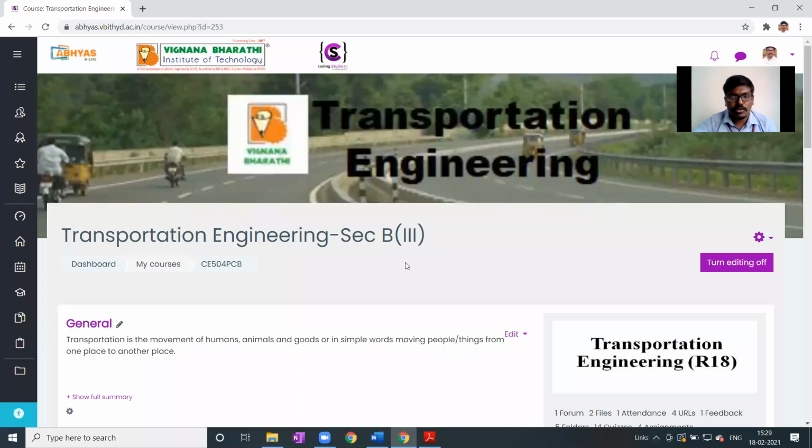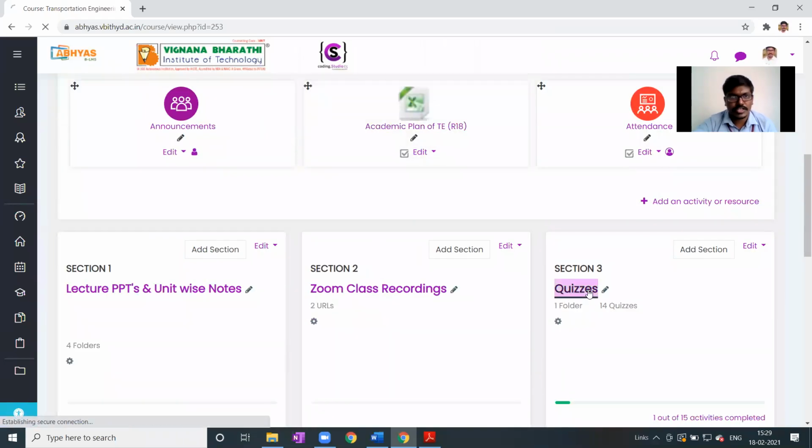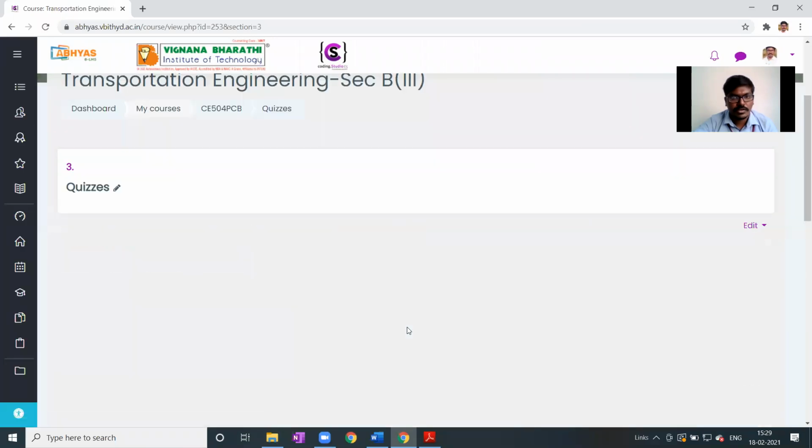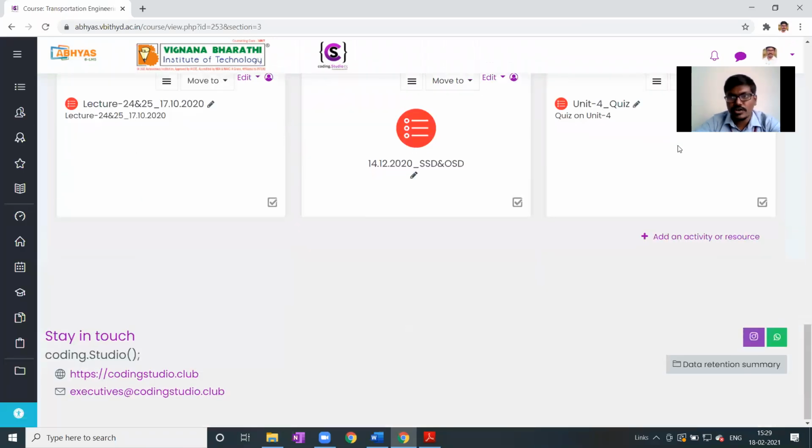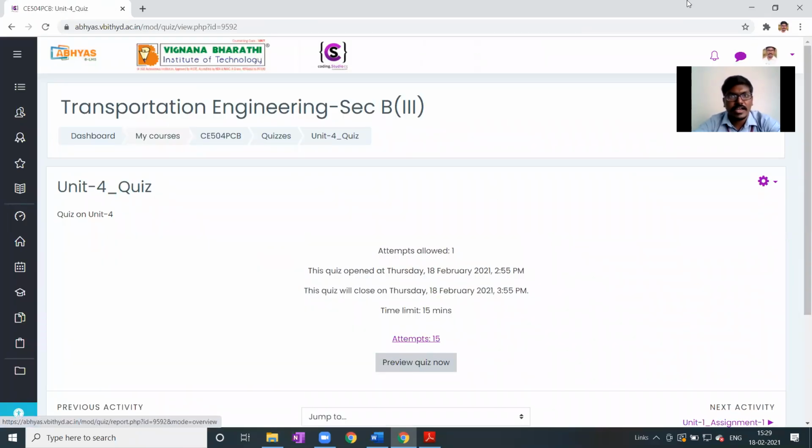Okay, I'm left with another 2 more minutes. I'll try to see how many responses or attempts I have got as of now. It is today's assignment quiz on unit 4. So I got 15 attempts. Maybe others are still submitting. So all should submit. Here you can see this quiz will close on Thursday, 18th February 2021, that is today by 3:55 p.m. So ask your friends to submit it by 3:55 p.m. or before. I'm not going to post it anywhere.